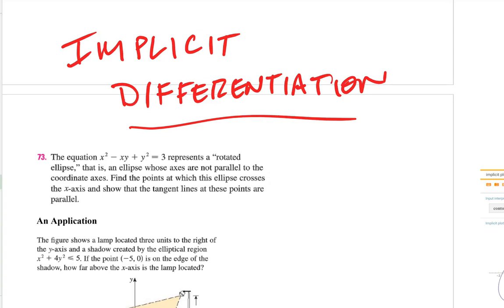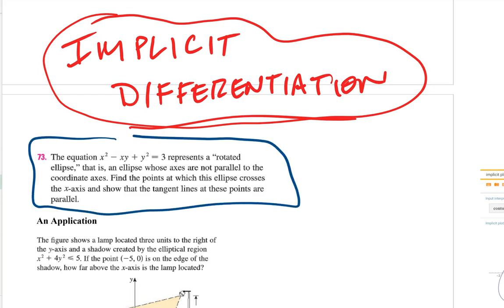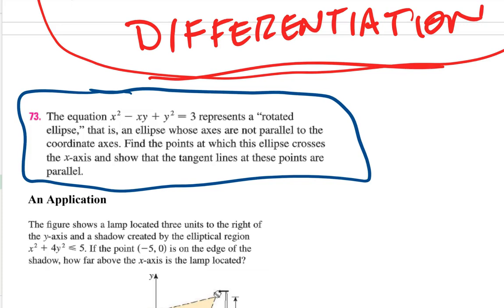I want to show you how to do what's called implicit differentiation, which comes up quite a bit. If you don't understand how to do it, it's really a pain. If you don't understand what you're doing, it's going to be a real pain when you get to calculus 3. So I want to look at this problem right here. Pause the video and read that problem real quick and then come back.